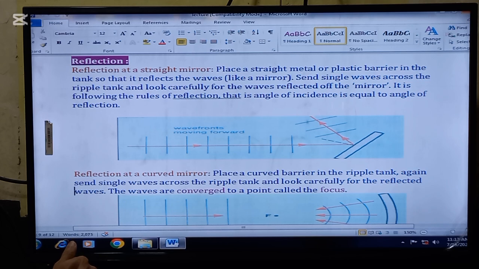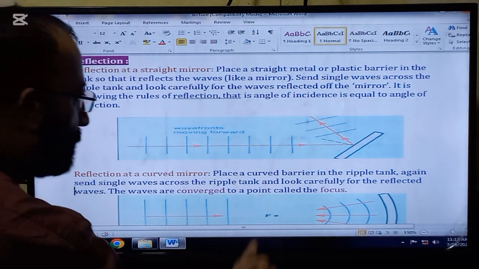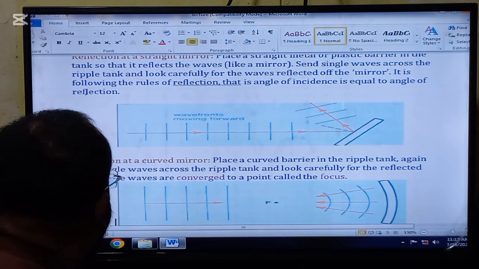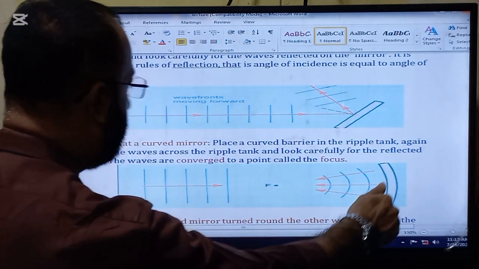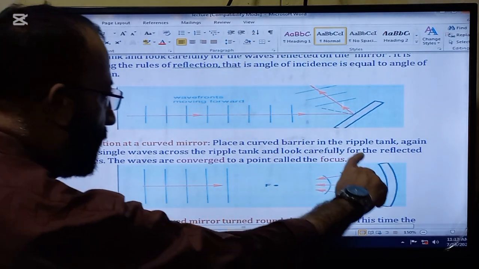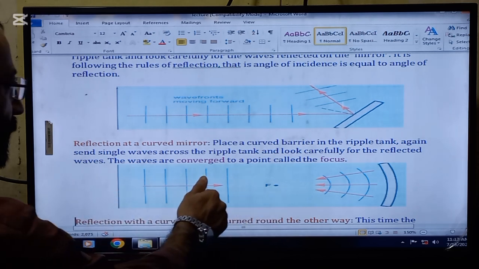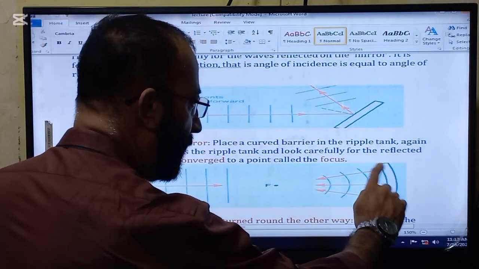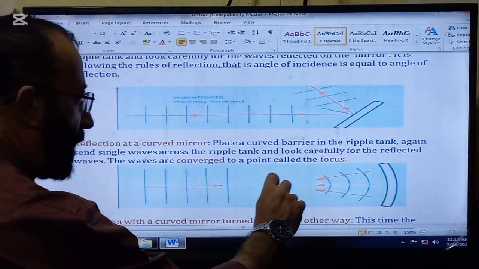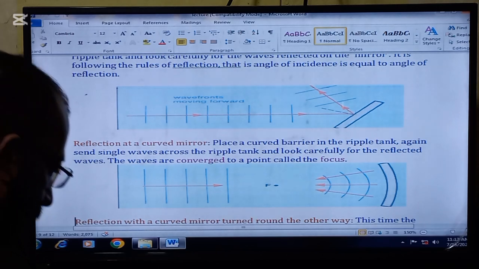The second case which we are going to read in reflection is reflection at a curved mirror. Place a curved barrier in the ripple tank. Again, send single waves across the ripple tank and look carefully for the reflected waves. So here is the curved mirror that is placed in the ripple tank. The waves are converged to a point called the focus. When the waves strike the curved mirror, they will come back and be converged at a point called the focus.